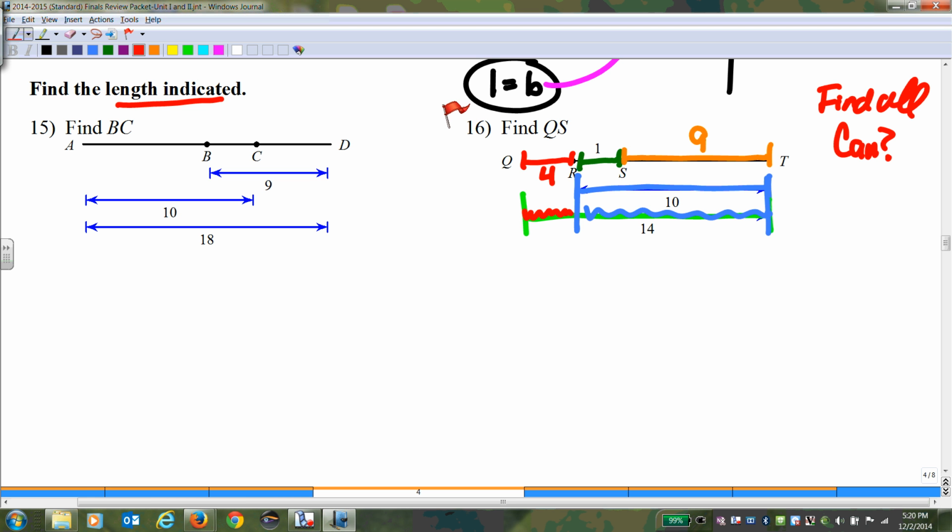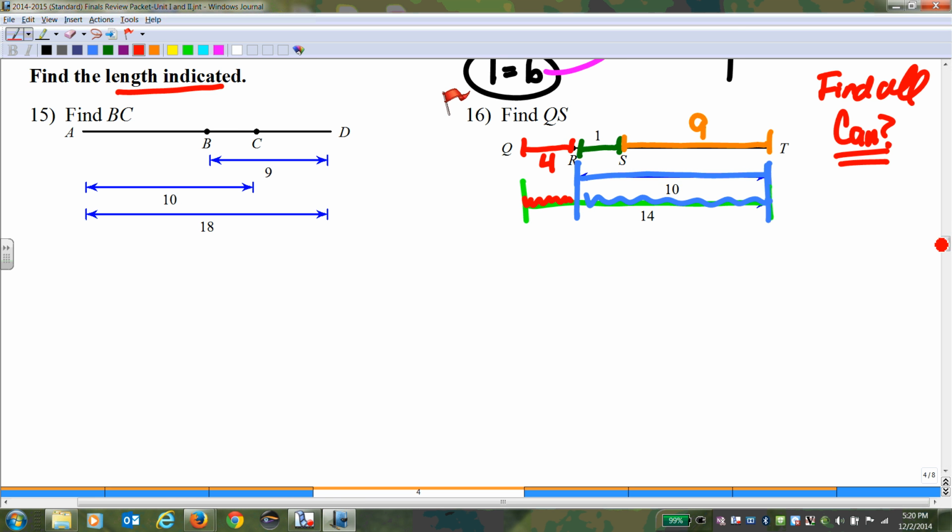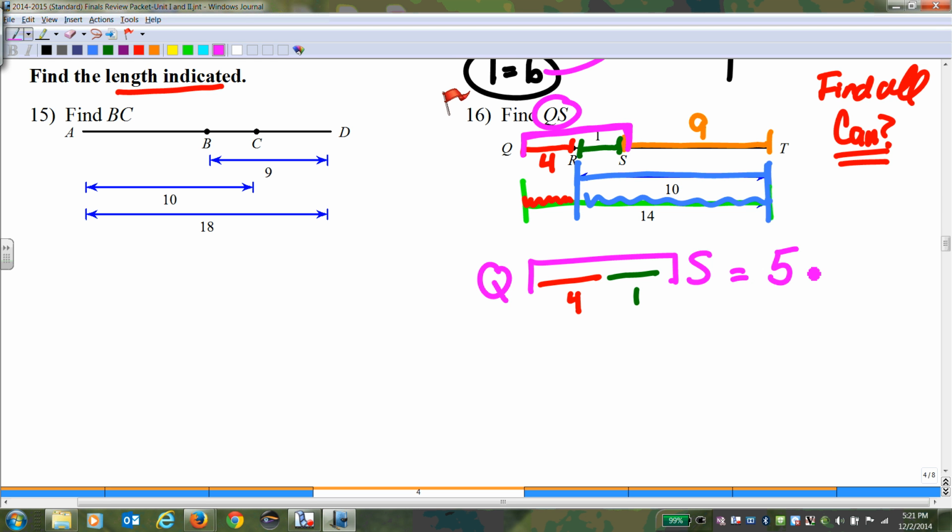Now we have all the pieces. So always get in the habit of finding what you can find, and then you're more likely to stumble across the answer than you are to actually find it. But you're not done yet, because it wants Q to S. Careful there. So we got the 4. Ready? Let's bracket Q to S. And you see Q to S is going to be, that's 4, and that's 1. So Q to S is actually going to be 5 units.